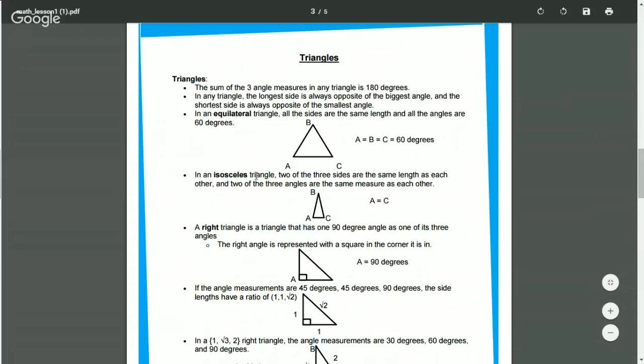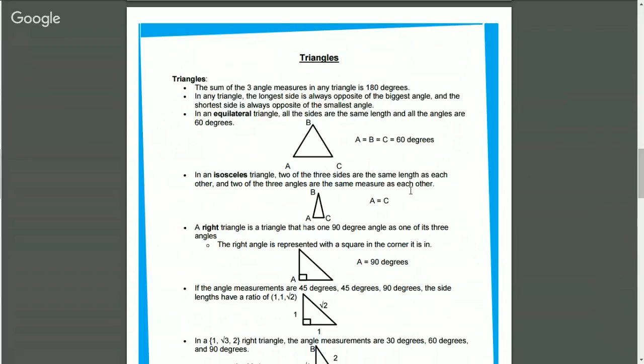In an isosceles triangle, two of the three sides are the same length as each other, and two of the three angles are the same measure as each other. So we can see angle A equals angle C. For obvious reasons, B wouldn't be equal since its side is a different length than these two. And now another triangle is our right triangle, which has a 90-degree angle right here, a right angle, as one of its three angles.